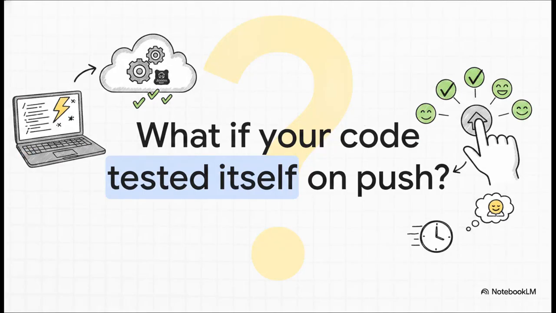Now, I want you to hold this thought in your head for a second. What if your code tested itself the absolute second you hit push? For the developers out there, you already know what a massive quality of life upgrade continuous integration is. Just imagine completely removing that anxiety of, oh man, did my latest commit just break the build? Imagine just stepping away from your keyboard, knowing an automated system has your back. Well, that's exactly the reality we're exploring today.